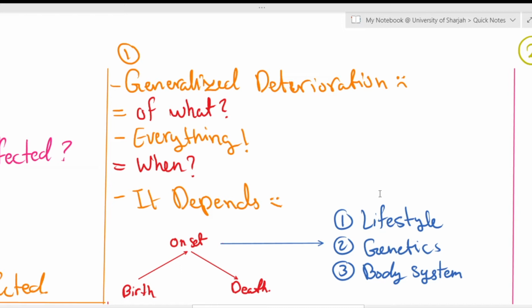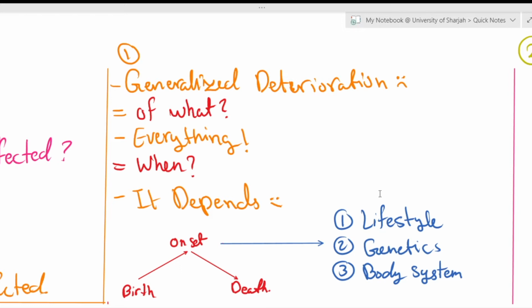Aging is the generalized deterioration of the body systems, or we can say generalized deterioration of the body's basic functions. So it affects everything, as I said, and it has an onset actually. This onset will depend on the person's lifestyle, whether he exercises or has a sedentary lifestyle, his genetics, if he has any predispositions to illnesses or errors that will cause aging to come faster. We'll discuss this more later on.